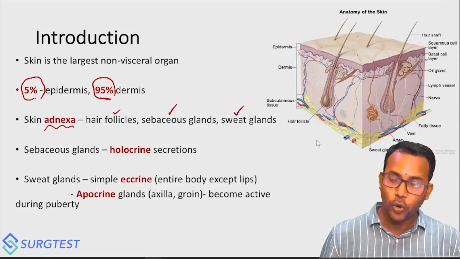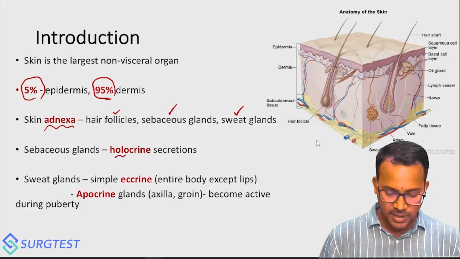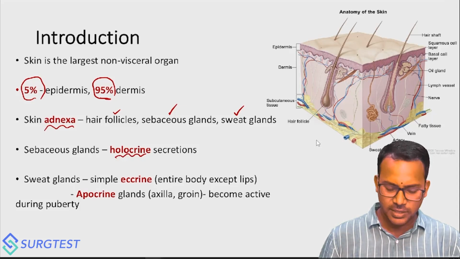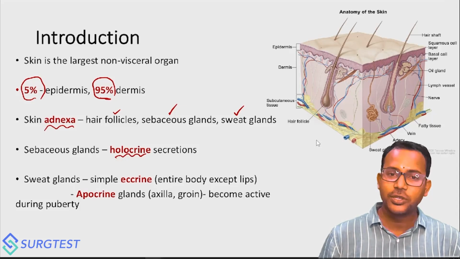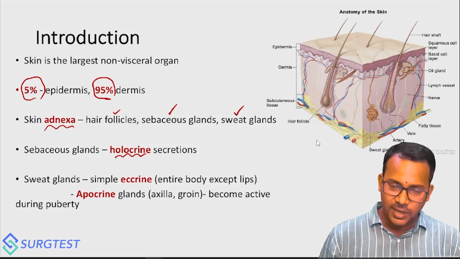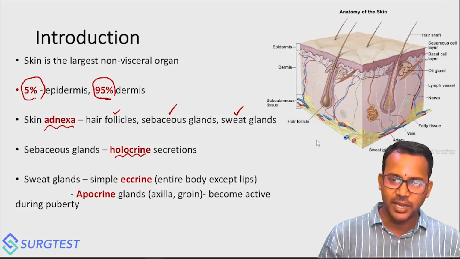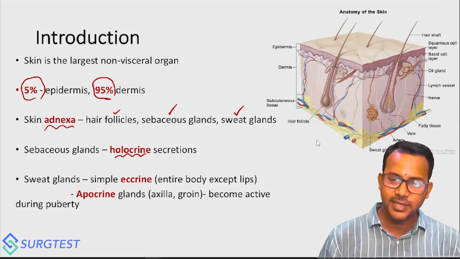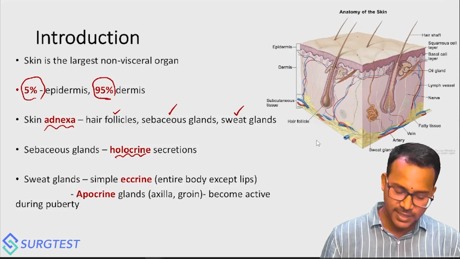Sebaceous glands produce holocrine secretions. That is to say, the secretion of these glands is mainly the complete cell itself. So the cell degenerates completely and thereby is produced into the secretion as a whole. So that is a holocrine secretion. Basically, the sebaceous glands are producing holocrine secretions.